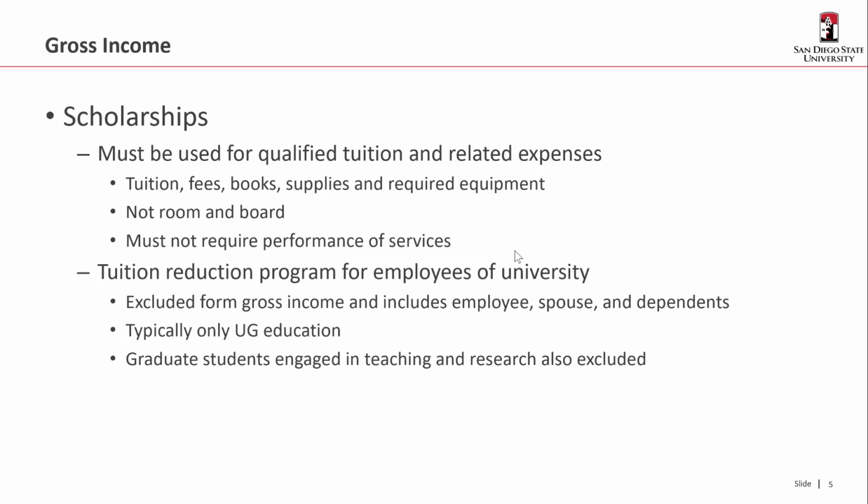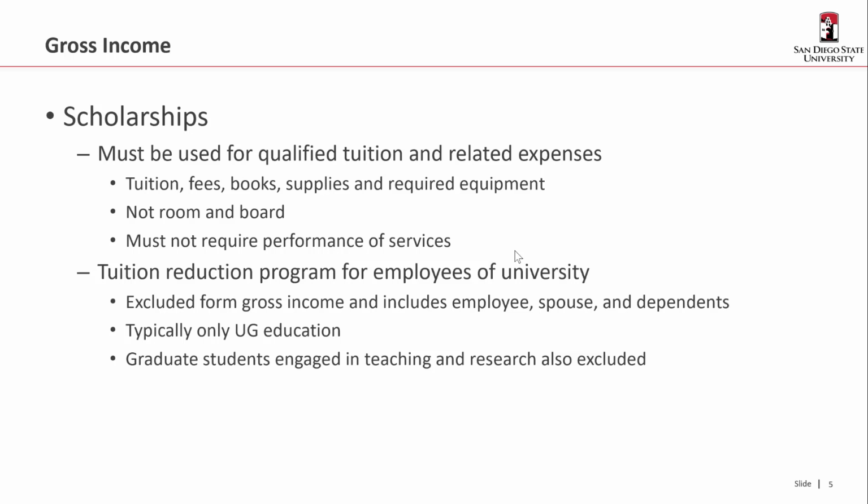There are tuition reduction programs for employees of universities. So when we get to fringe benefits, you'll see it's a little bit like an employee discount, or maybe even like a no additional cost service. But whatever the case is, they're excluded. So if my dependents, for example, go to San Diego State, I get 50% off the state fee for them each semester. And so I get a tuition reduction that would not be considered taxable income. It's excluded.